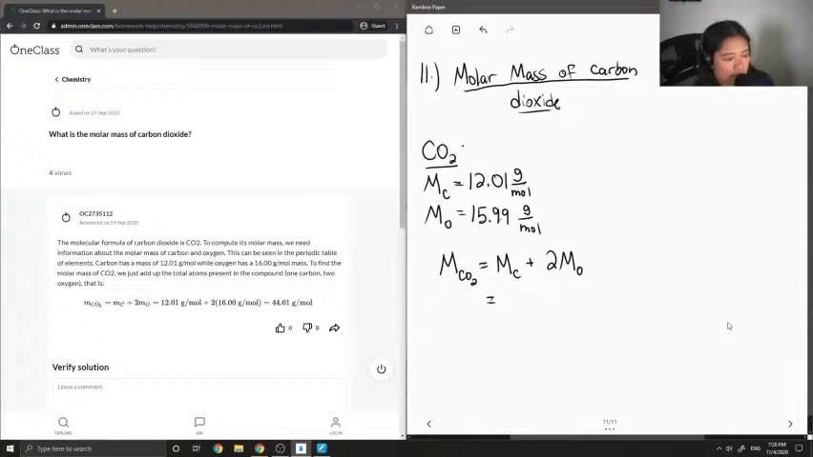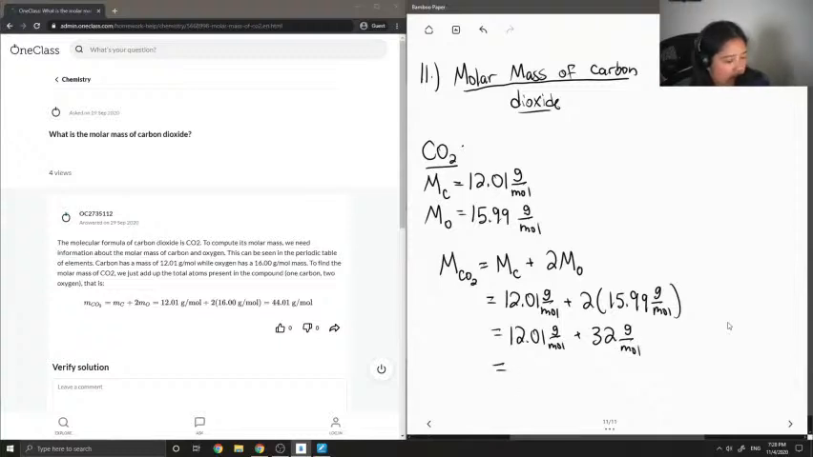So let's plug these values in. You get 12.01 grams per mole plus 2 times 15.99 grams per mole. So just simplifying it, 2 times like 16 is around 32. 12.01 plus 32 is around 44.01 grams per mole.